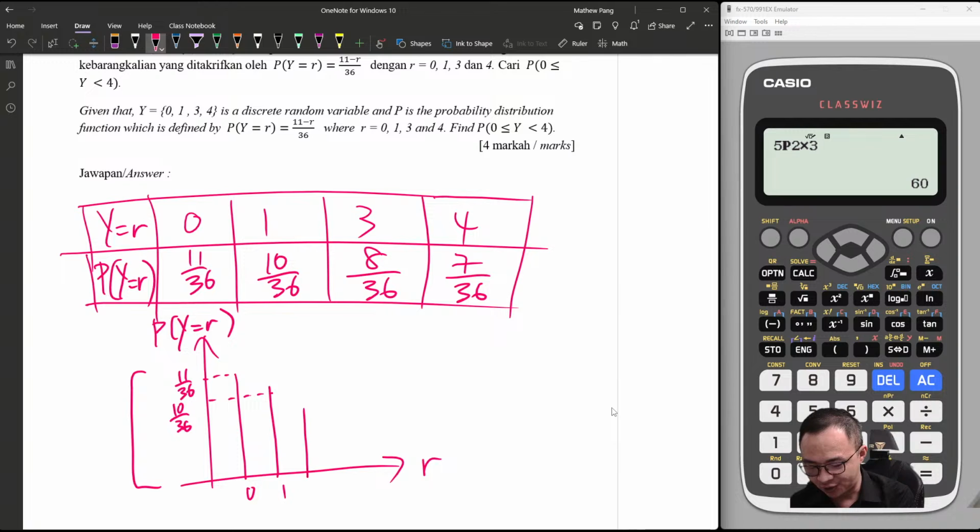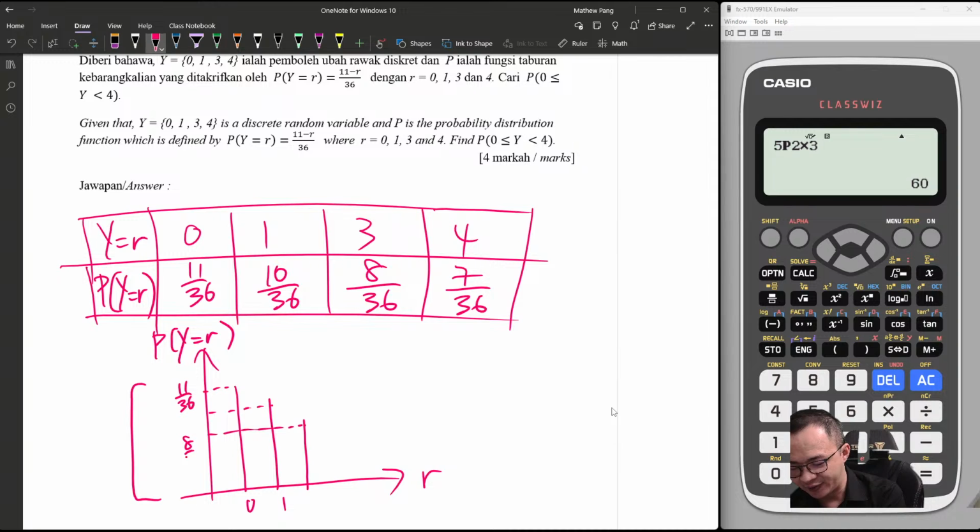So when it's 3, you have something like 8 over 36. Ayo. 8 over 36. This is 10 over 36. And then you still have something like this 3. You still have something like 4. That is 7 over 36. You label yourself. 7 over 36. This is 8 over 36.